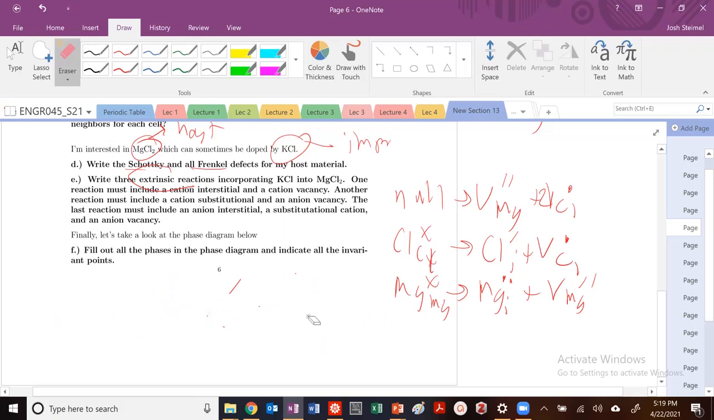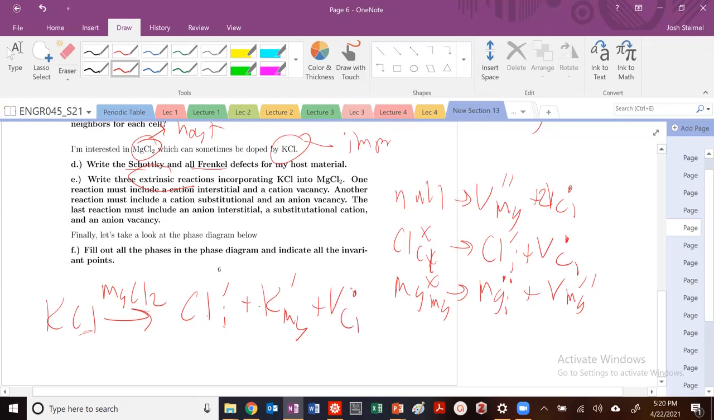Last one. Not for this problem, but what about KCl goes into MgCl2? The last reaction must include an anion interstitial. So I need to put Cl interstitial, that's going to be a negative. A substitutional cation, so again K substitutes Mg here. And an anion vacancy, so a vacancy in Cl. And I'm going to have to multiply this by 2.